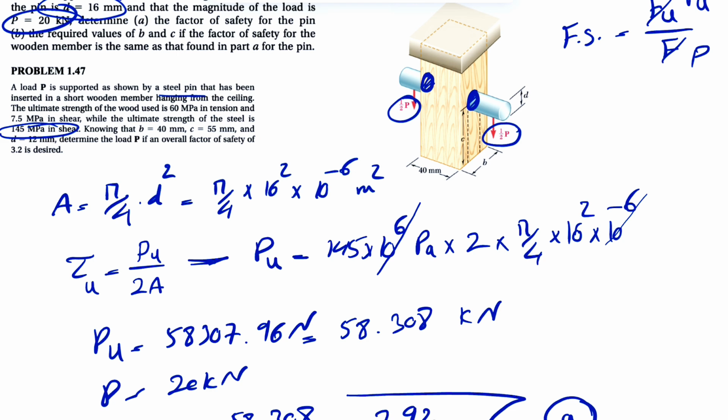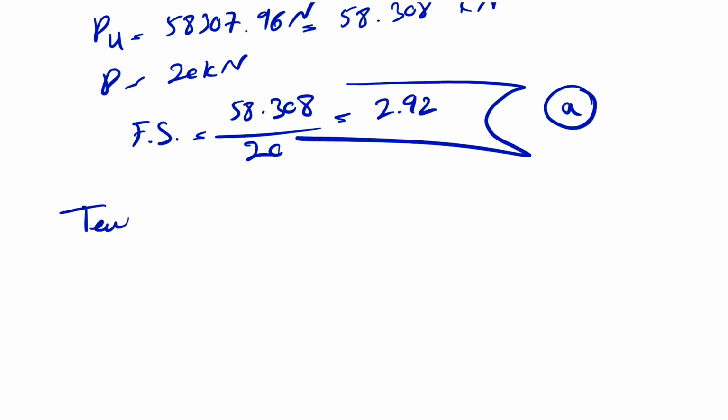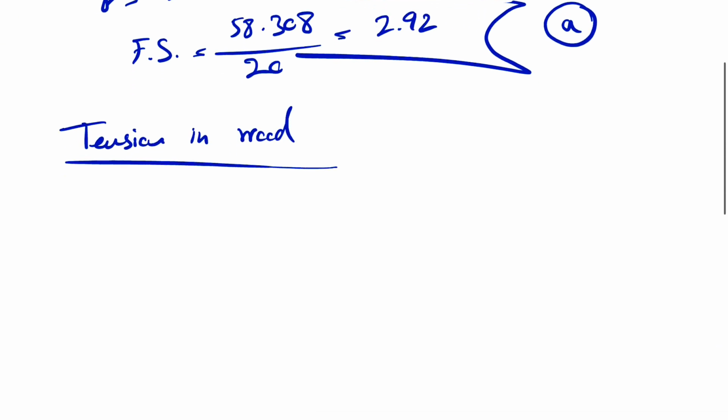We have to find the two dimensions that we have in the wood, B and C. So for that, we're going to proceed with the tension in wood. Basically, we have the ultimate tensile stress, which will be ultimate P over the area.